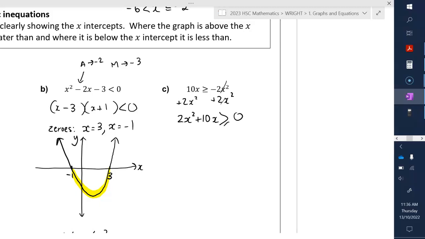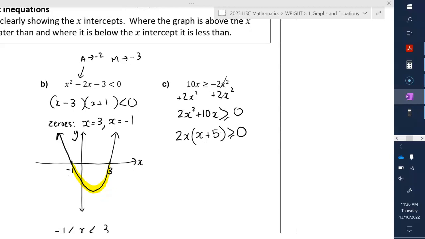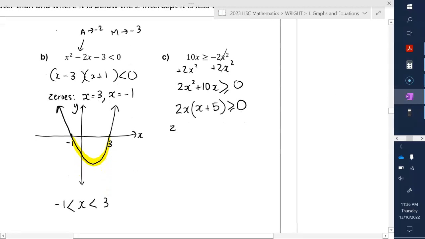Okay, so I've got 2x squared plus 10x is greater than or equal to 0. Now, I need to factorize that. I can't do it the same way as I did in part B, but I can see that common to both of those terms is a 2 and an x. So I will still have, if I factorize out by a 2x, an x plus 5 in my brackets. Okay, we're nearly there. Let's find our zeros again. Zeros, roots, or where it cuts the x-axis are all the same thing. We've got 2x equal to 0, so that means x is equal to 0. And we've got x plus 5 is equal to 0, so x must equal -5.